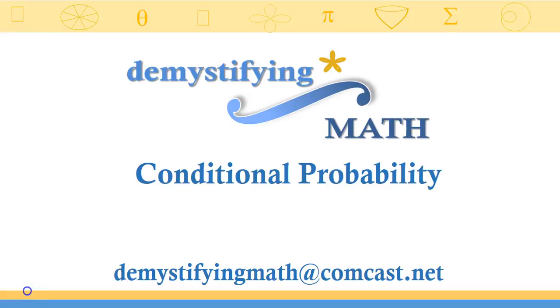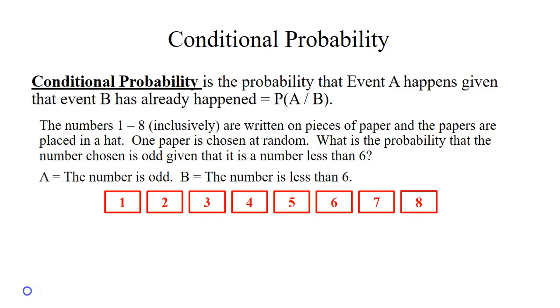Welcome to Demystifying Math. In this lesson, we're going to be discussing conditional probability. Conditional probability is a probability that one event happens given that another event has already happened.